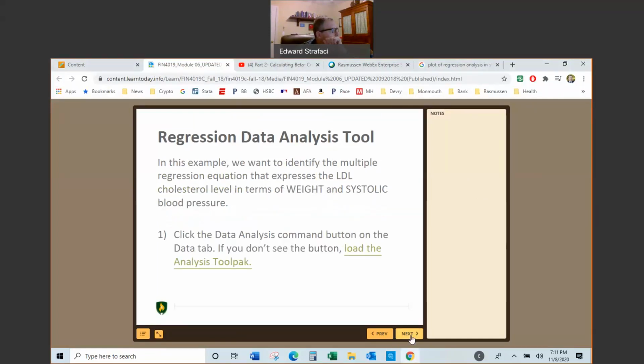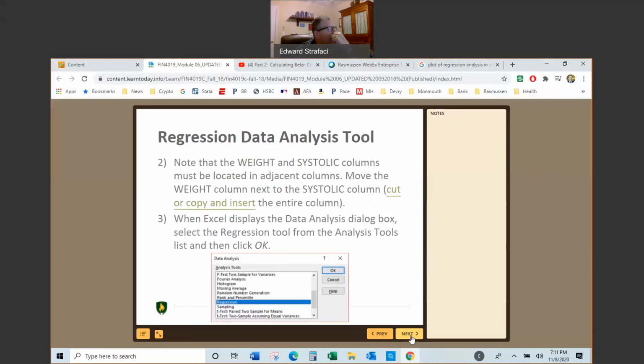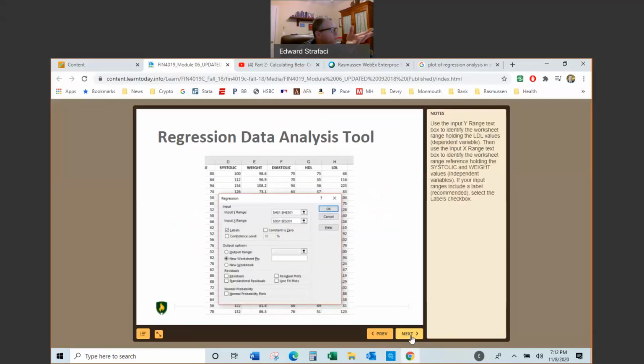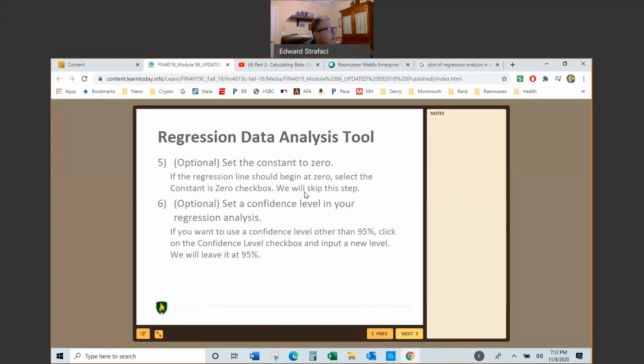So we're looking now at LDL cholesterol levels in terms of weight and blood pressure. And we're going to just run this, and you'll run it in the Excel spreadsheet, select the X and Y values, and Excel does a great job with this. Not always, but you can set the constant to 0. If you do that, you're kind of dragging the regression analysis back to 0. Personally, in my experience, don't do that, because you kind of skew the numbers.